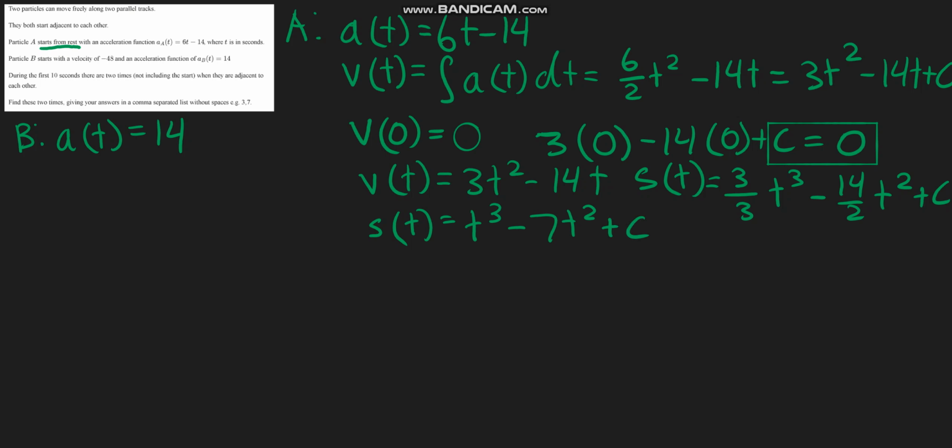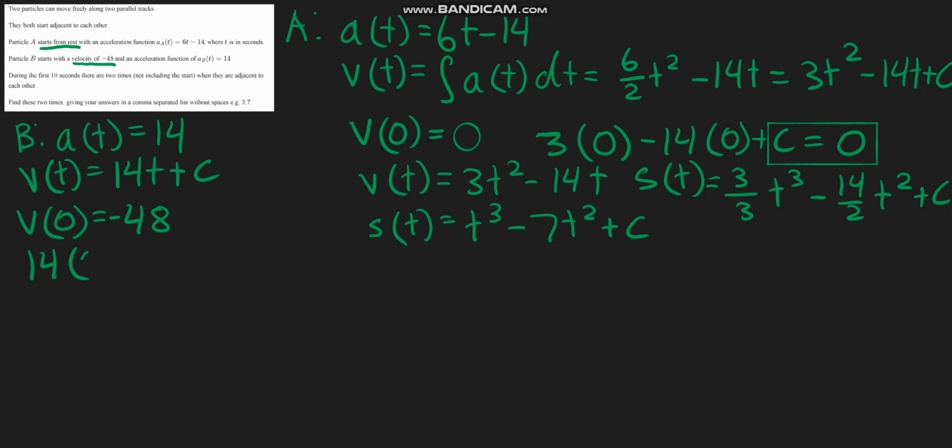Now we're going to leave the c here for later because we have to do all of this again for particle B. So we're going to take the velocity by getting the integral of a(t), which would simply be 14t plus c. To find c again, they told us that particle B starts with a velocity of -48. So at 0 seconds, its velocity is equal to -48.